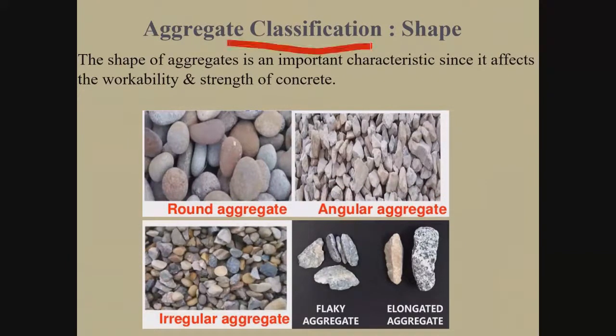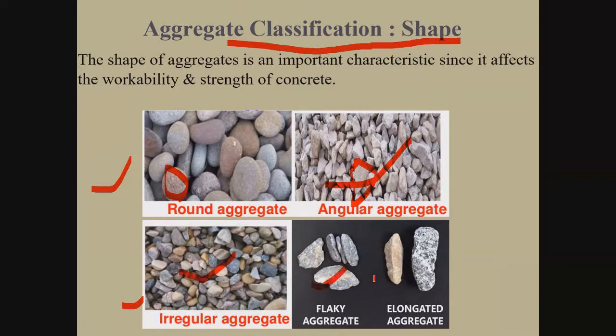Now let me discuss the aggregate shape. There will be different types of shapes available in the aggregates, like rounded aggregates. You can see this is an example of rounded aggregates. You can have angular aggregates. You can see there are a lot of angles on the surface of each aggregate. You will be having irregular aggregates, in which you will be having spherical aggregates and angular aggregates. There will be a mixture of each and everything present inside the aggregate mixture. So the resultant aggregate will be known as irregular aggregates.